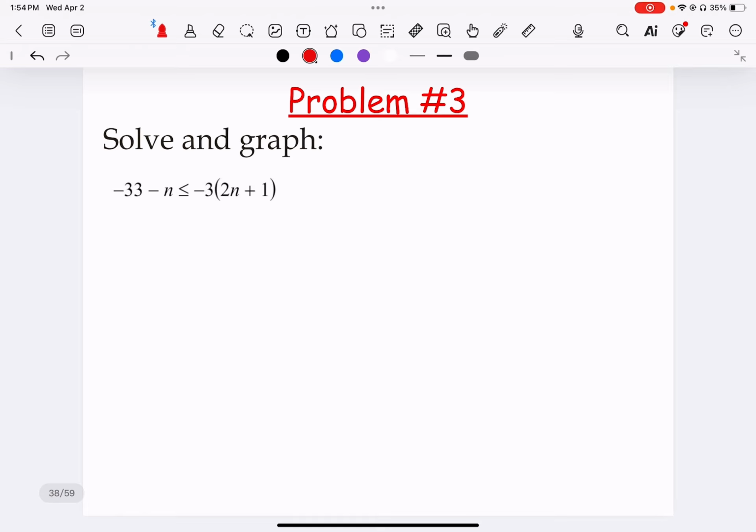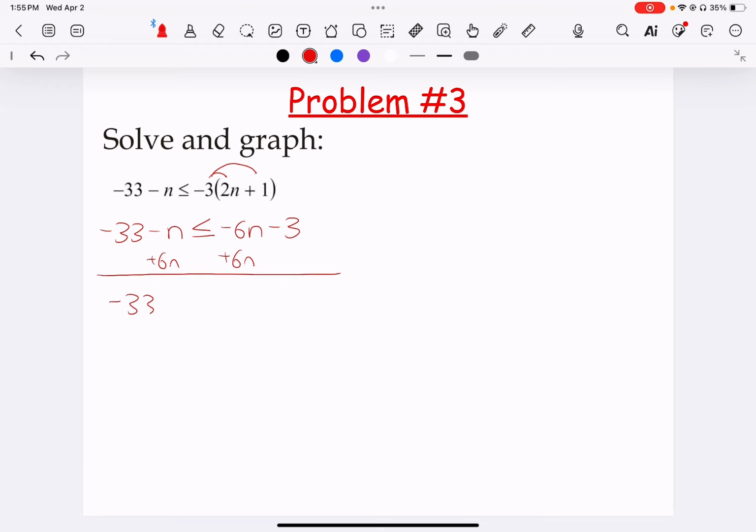And problem 3. I have parentheses now on my right-hand side. There's no like terms or parentheses on my left-hand side, so I'm just going to leave that as it is. Bring down my inequality. Now I'm going to distribute my negative 3. Negative 3 times 2n is negative 6n. Negative 3 times positive 1 is negative 3. It's better if I move my variables to the left-hand side, so I'm going to add 6n to both sides.